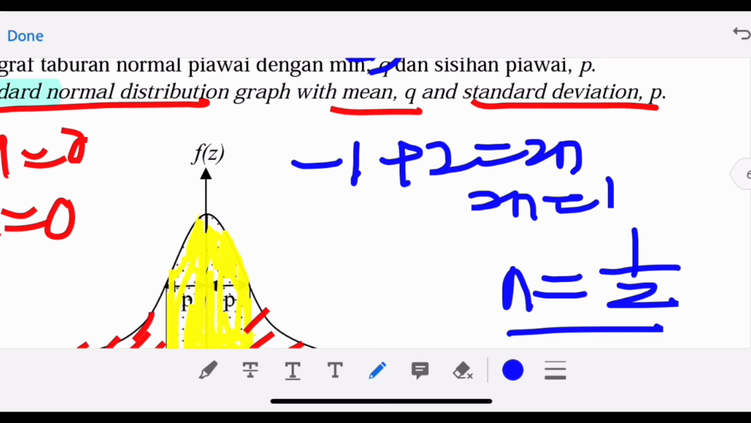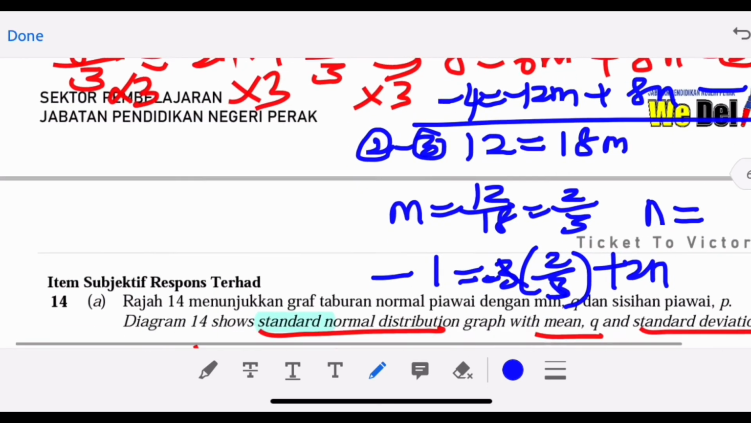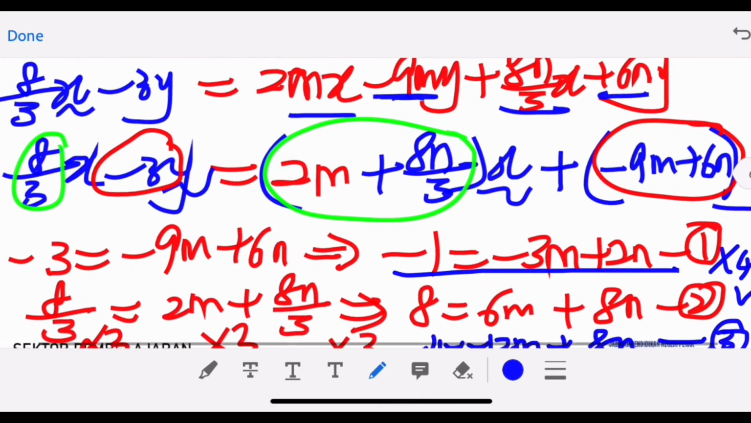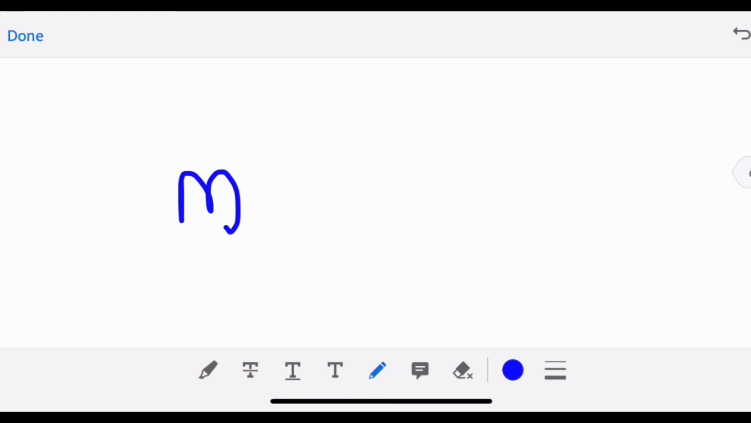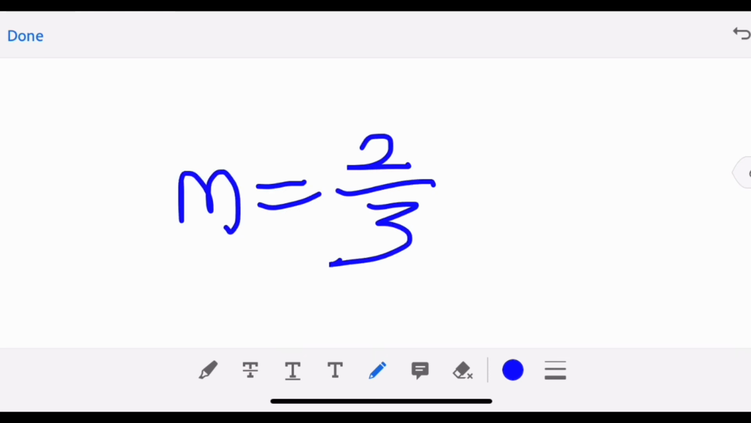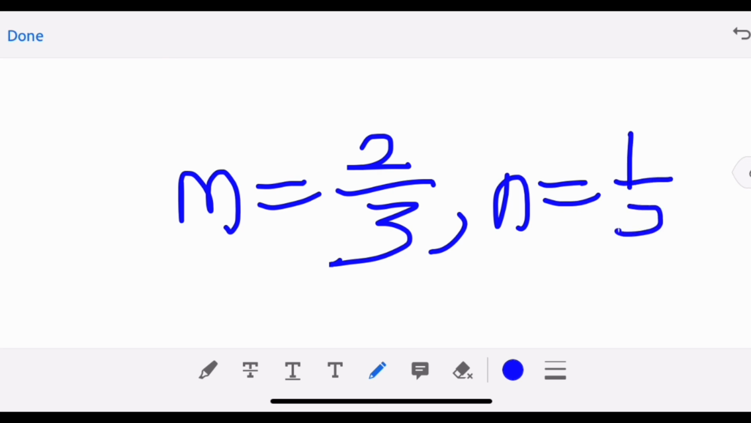Right, so the answer is n is 1 over 2, and then m is 2 over 3. So that is the final answer. m is 2 over 3, and then n is 1 over 2.